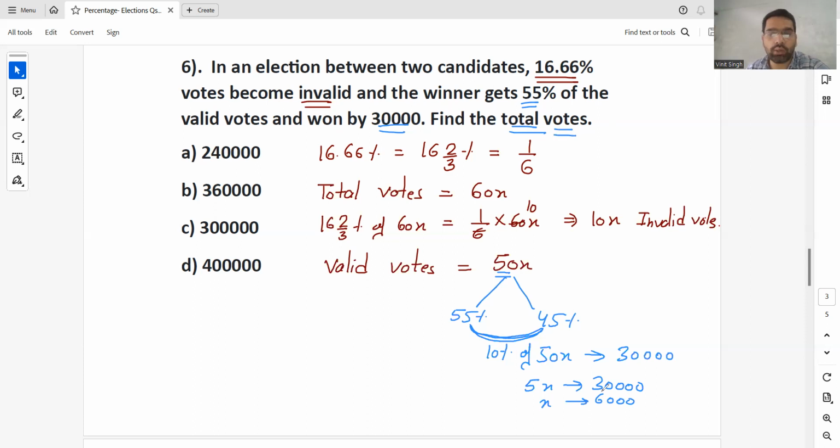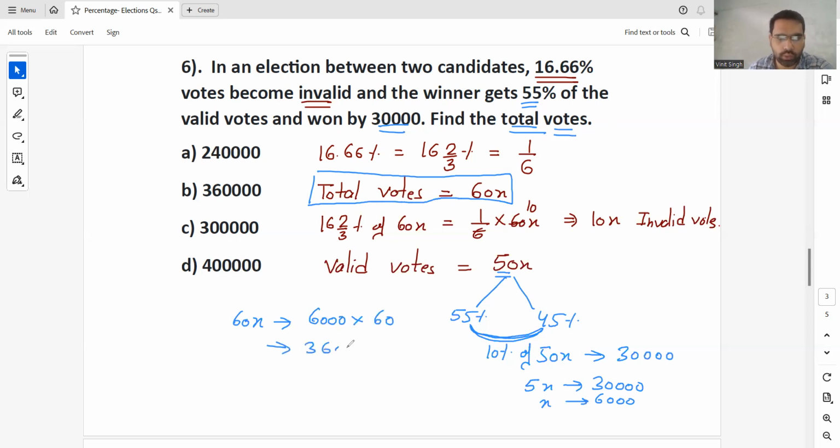Now in this case, we don't multiply by 100x. Why? Here we assume the total votes is 60x instead of 100x. So 60x is equal to 6,000 into 60, which is equal to 3,60,000. Clear?